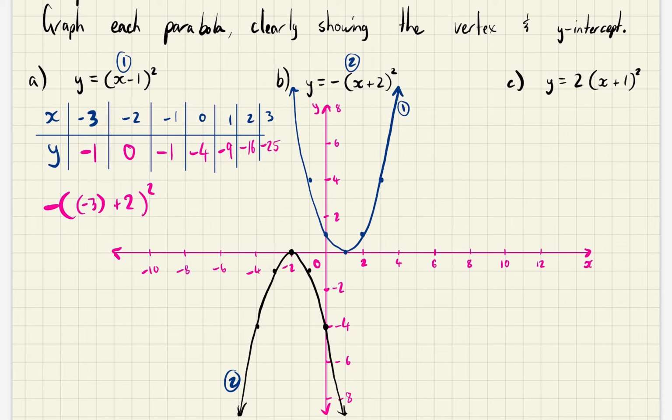Great, we'll do one more, which is C, and then there's one other thing we need to do, which is show the vertex and the y-intercept. I'll talk about that after. So this is our third one, and I'm just going to rub out all of this.